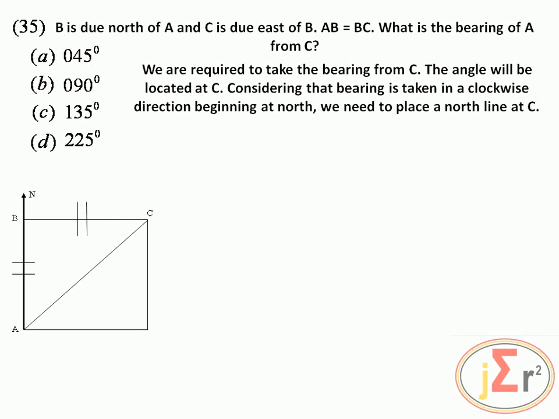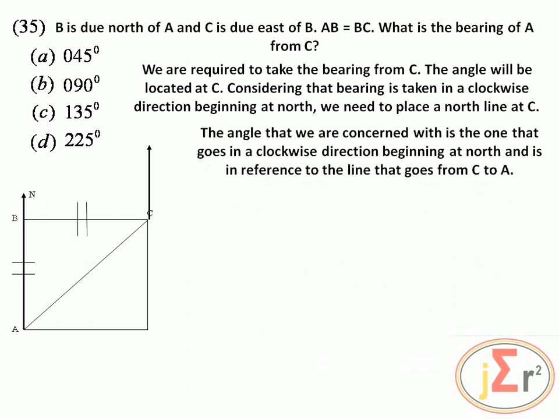Considering that bearing is taken in a clockwise direction beginning at north, we need to place a north line at C. So the bearing is to be taken from C. That means we are looking at A from C, and we need to determine the angle that we would have observed if we are looking at A from C. In order to do that, we have to have a north line at C, because the angle that is representing the bearing needs to go in a clockwise direction beginning at north. So there it is, north at C.